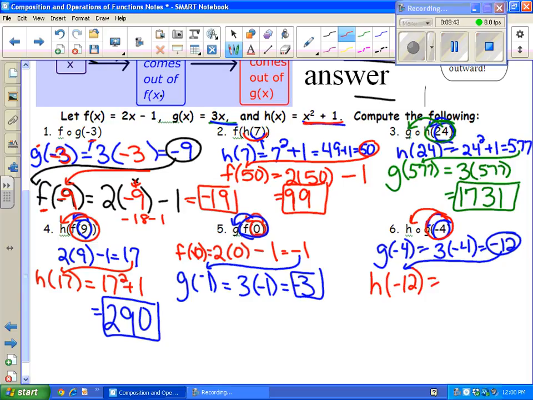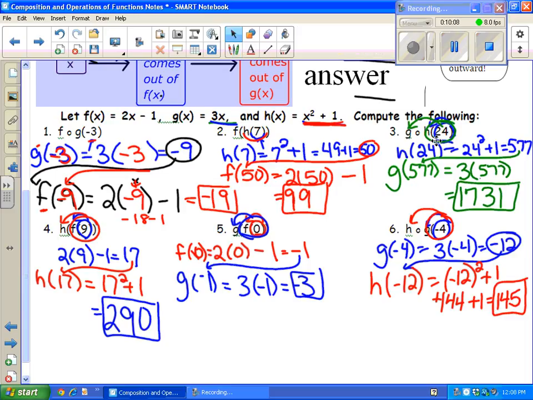And this is where you have to be careful putting it in. I actually need to put negative 12 in parentheses, especially since it's negative, because I'm going to square that number and add 1. If you don't put your negative in parentheses and you use your calculator, you're going to get a negative answer. The answer should be positive. This is going to give you positive 144 because negative times negative is positive. And when you add 1, you get 145. Positive number. Final answer is 145.